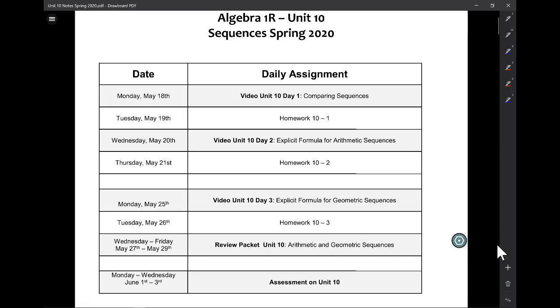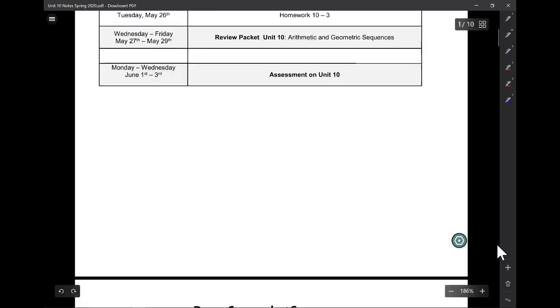We are going to be talking about the two different types of sequences this unit. One's called arithmetic and the other one is called geometric. Normally this unit would be a lot longer, but we've tried to narrow it down to 3 days that we think are doable from home. So today, as you can see from this cover page, all we are going to be doing is comparing sequences.